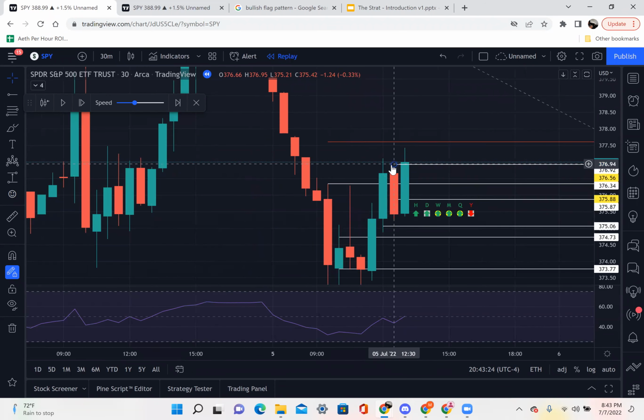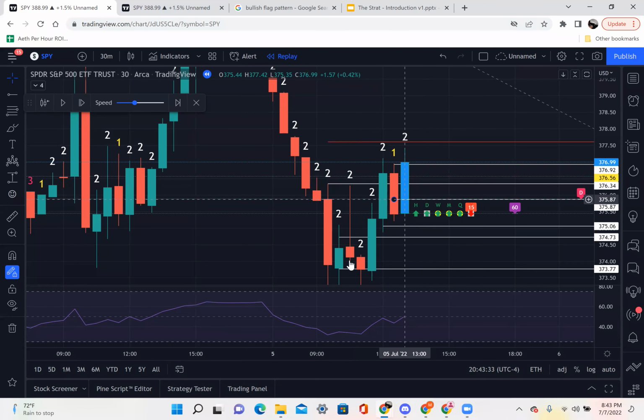Exactly, right? Entry right here. Note this is a 2 up, 1, 2 up, right? So that's a 2-1-2 continuation right here, because the real reversal is down here, and we're going to learn this within the other classes.